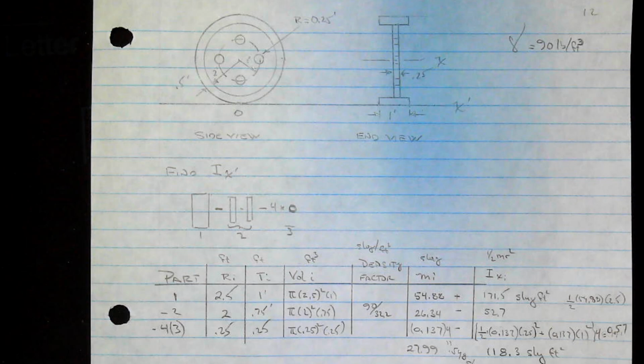Knowing the mass, going through the center of this at x, 1/2 mr squared. So 1/2 times 54.88, that's the mass. The radius, 2.5 feet. We get 171.5 slug-foot squared. Exciting. Okay. So now we have these two discs that I'm going to take out.